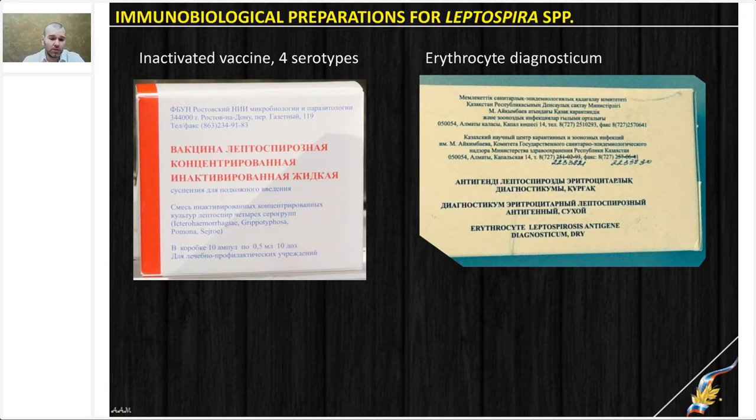In diagnosis, especially in classes, we're using the erythrocyte leptospiral diagnosticum, which contains antigen of Leptospira and is used for reaction of agglutination to identify leptospiral antibodies. But of course, that test is nowadays kind of old.